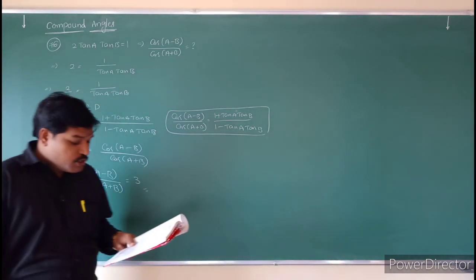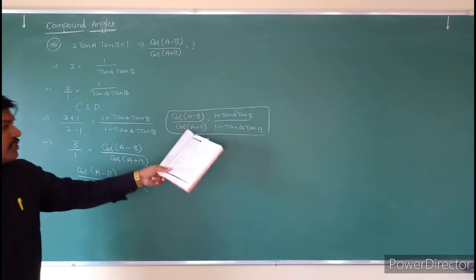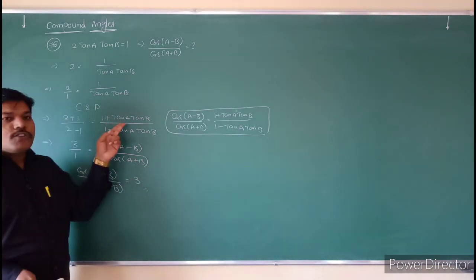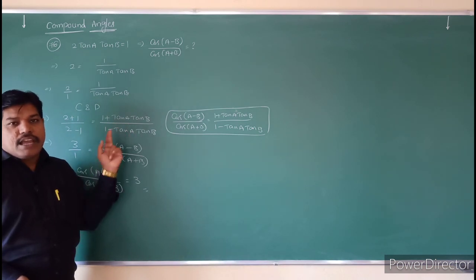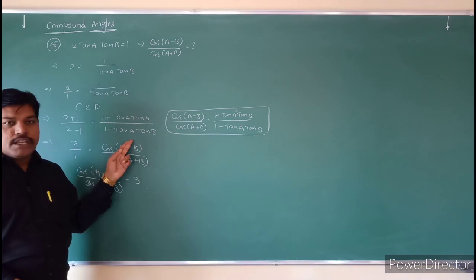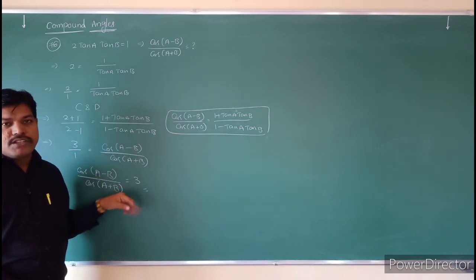Okay. So see that question, students. If you know this formula, it is easy. Otherwise, what we have to do is change tan A as sin A by cos A, and tan B as sin B by cos B. Here also it is the same. Take the LCM, you will get the answer. In one step extra you will get that.